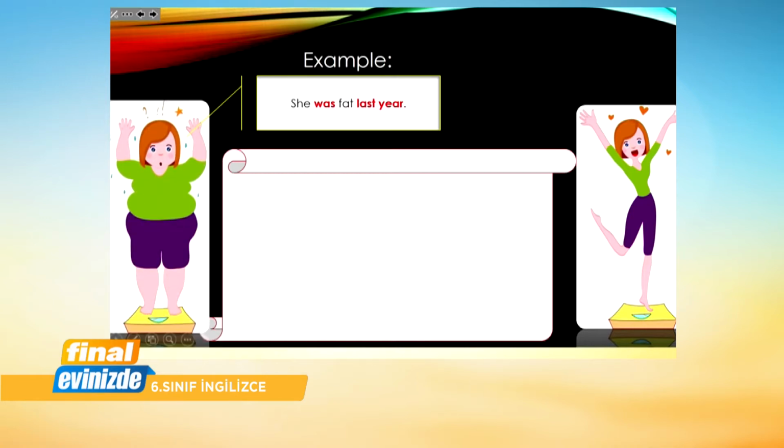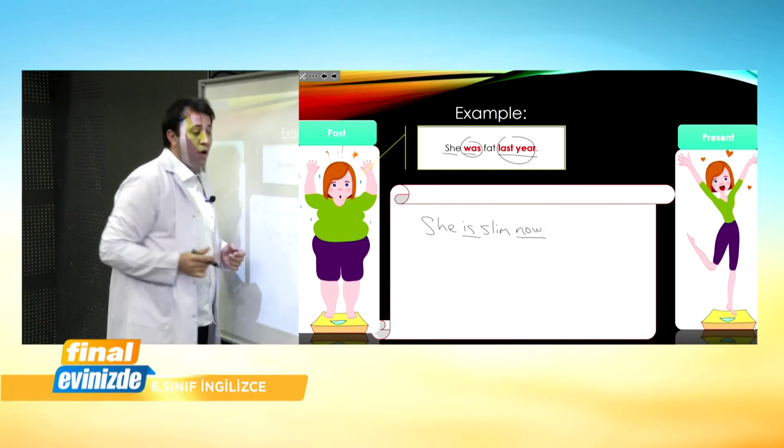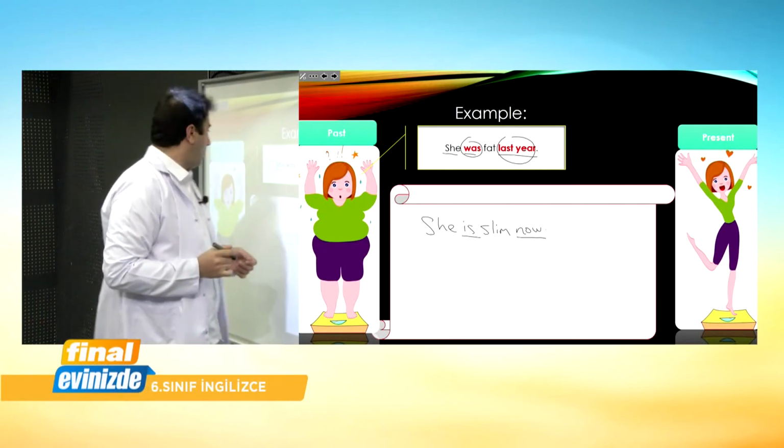She was fat last year. In the past, she was like this, and at present, in the present, she is like this. Now, she was fat last year. Was and last year. If you want to write this in present tense, then you need to write she is slim now. Okay? As you see, we used is and now for present tense. Okay, let's go ahead.